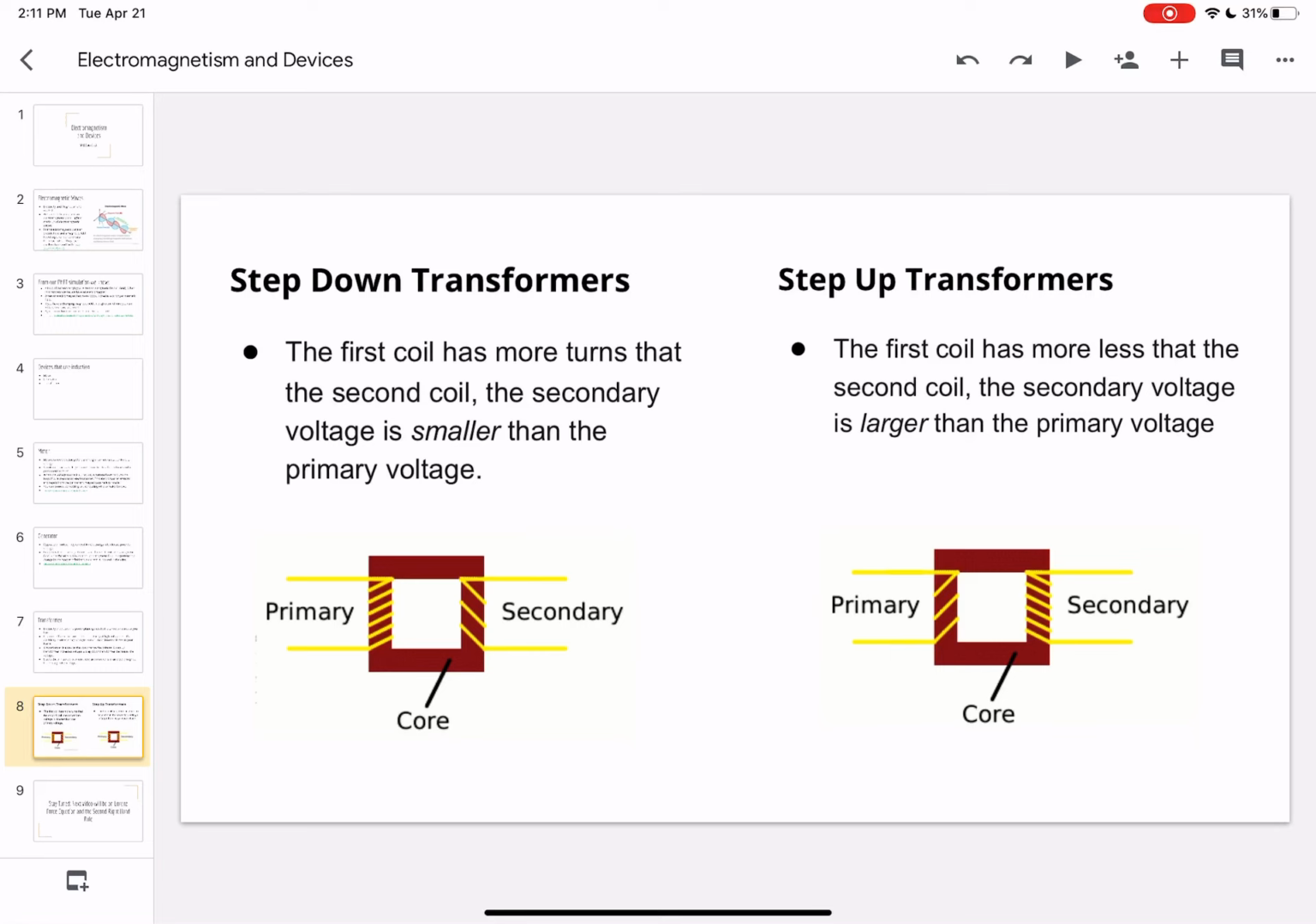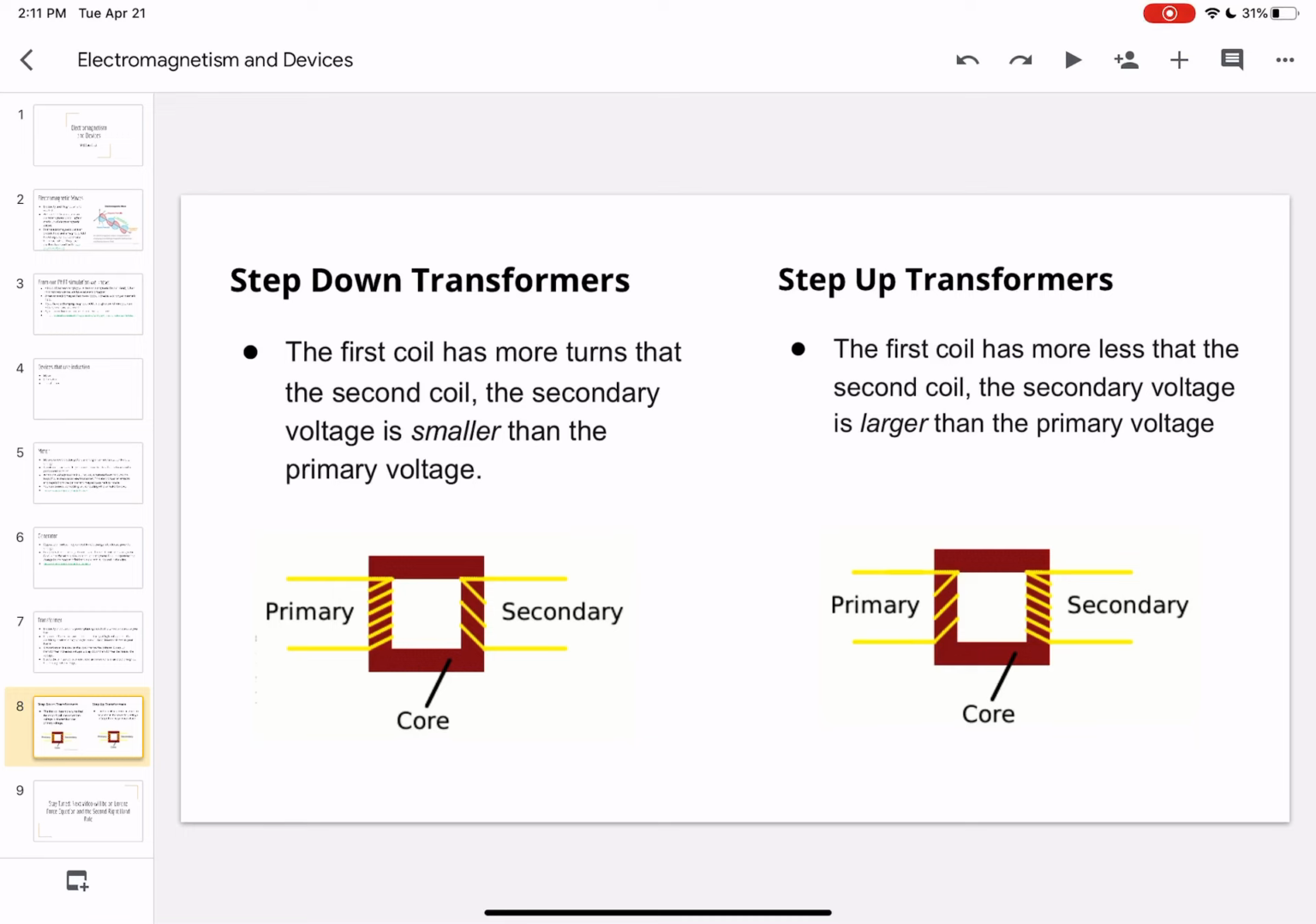A step-up transformer is the opposite. You can see that the first coil has fewer turns than the second coil. That means that the primary voltage coming in is lower than the secondary voltage coming out, okay? So the voltage increases. So this is how transformers work. It's a little more complicated, the details of how exactly that changes the voltage, but this is all I want you to know is how to relate that to the number of coils, okay?